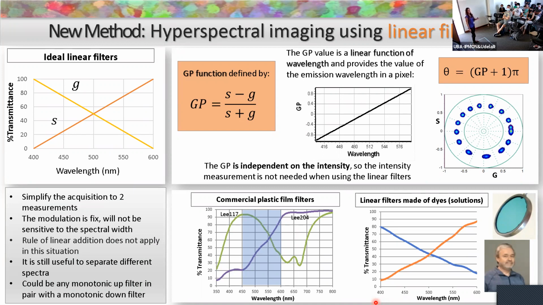So with this method, we simplify the acquisition to just 2 measurements. But in this simplification, we have some losses. The linear addition property that I mentioned before doesn't apply anymore, because now the modulation is fixed and we don't have sensitivity to the width of the spectrum. But this method is still useful to separate different spectra, and it could be applied to any monotonic filter, up and down. Could be exponential. It doesn't necessarily have to be a linear one.